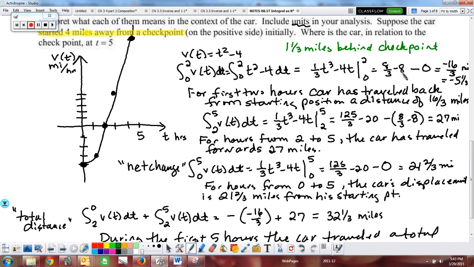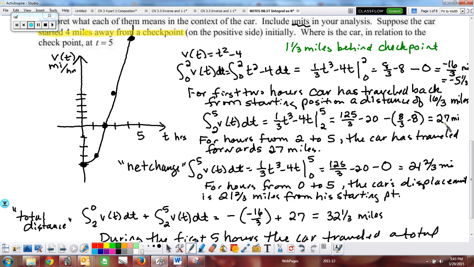Because I started 4 miles in front, and now I've gone 5 1/3 miles back, so I'm 1 1/3 miles behind the checkpoint. Okay, for 2 to 5, now let's think about where we are. At that point, that's where I am, 1 1/3 miles behind the checkpoint. I started at 4, I'm now currently at 1 1/3 behind it.